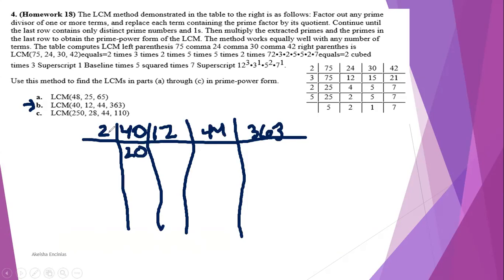And 12 to be divisible by 2? Sure can, you get 6. 44 will give you 22. And 363 is not divisible by 2. But we're going to keep trucking. I know 20 is also divisible by 2, so we're going to keep at it. So that's going to give me 10, 3, and 11. Oh, but bring down your 363. That way you can keep working with it.